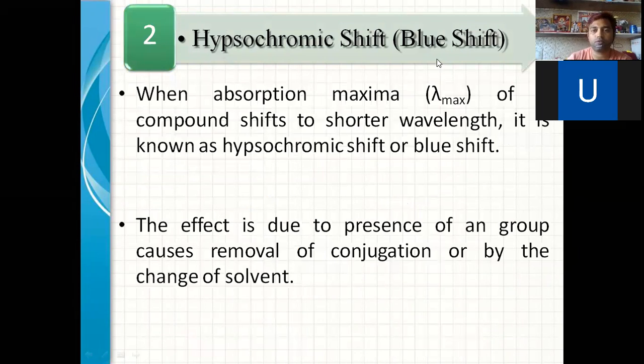Now hypsochromic shift or blue shift, downwards, left side. When the absorption maximum, lambda maximum, of a compound shifts to shorter wavelength, it is known as hypsochromic shift or blue shift. The effect is due to the presence of a group that causes removal of conjugation from the molecule, or by the change in solvent.